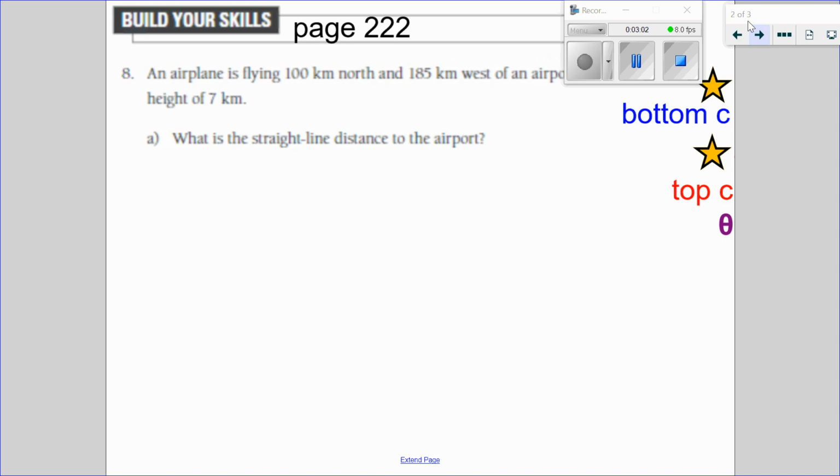Okay, let's try this one here. So Build Your Skills, page 222, number 8A, and we'll also do B. B is the angle of elevation at the bottom. So we have the straight line distance, and B is the angle of elevation.